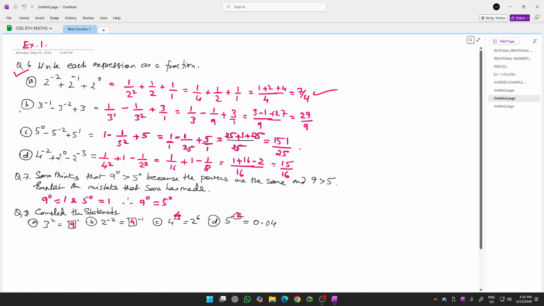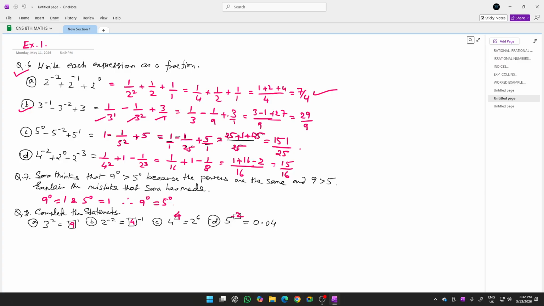Same way, B, 3 raised to minus 1 minus 3 raised to minus 2 plus 3. This is an expression which you want to write in terms of a fraction. You have to convert it into a fraction. So 3 raised to minus 1 can be written as 1 upon 3 raised to 1. Then there's a minus, so minus 3 raised to minus 2 can be written as 1 upon 3 square. And 3 can be just written as 3 upon 1. In the next step, 1 upon 3 I'll keep as it is. 1 upon 3 square, I'll write as 1 upon 9. And 3 upon 1, I'm going to keep as it is.